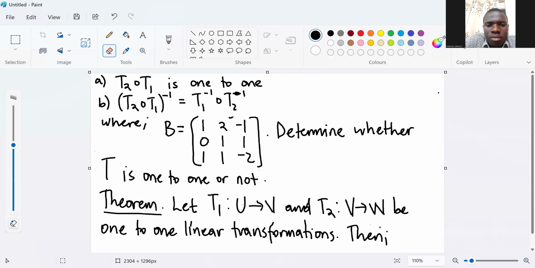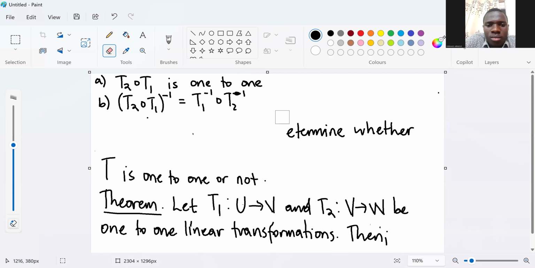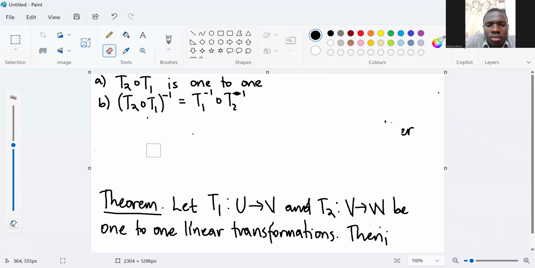That's what the theorem emphasizes. I'm not going to prove it, just for appreciating. The next section.